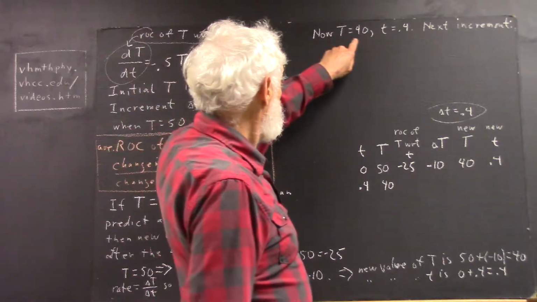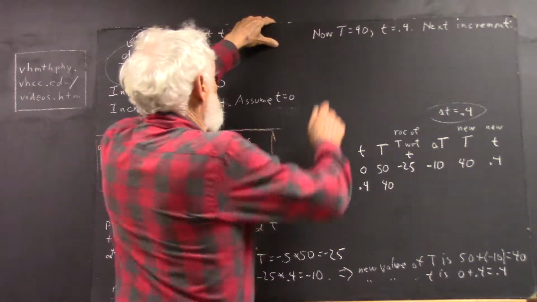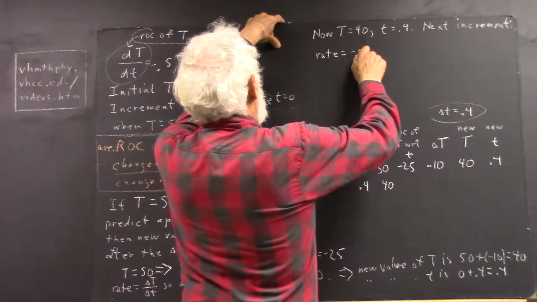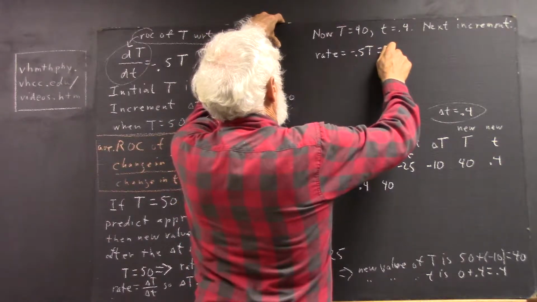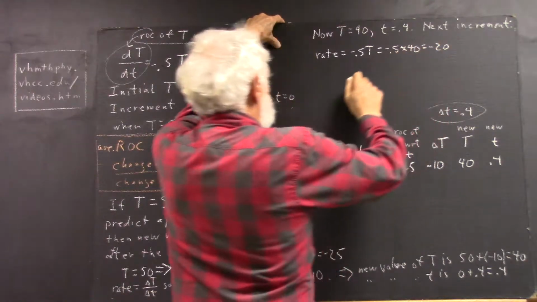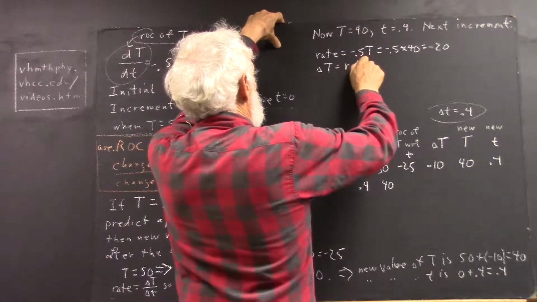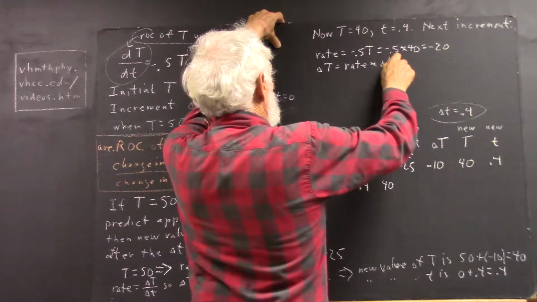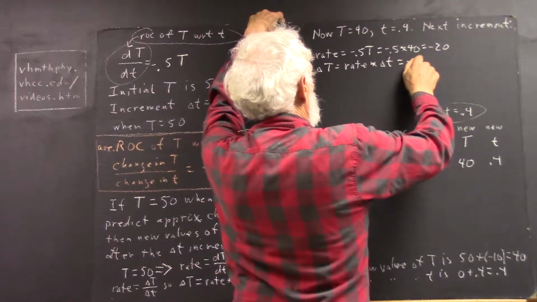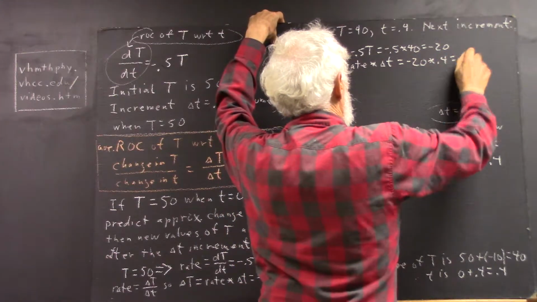So up here I've written it out. Now big T is 40, little t is 0.4. What's our next increment? Well, the rate is going to be negative 0.5 big T, which is negative 0.5 times 40, which is negative 20. So our delta big T equals rate times delta of little t, which is going to equal negative 20 times 0.4, which is negative 8.